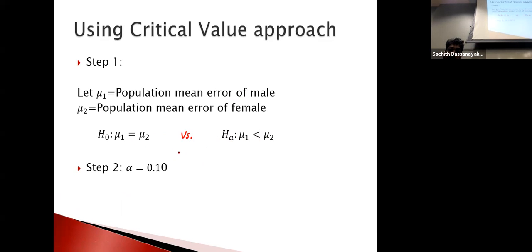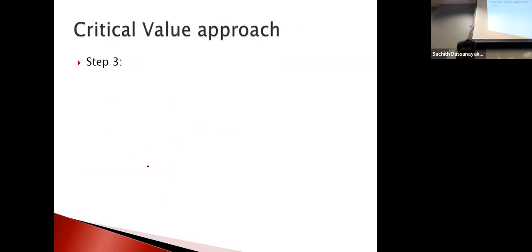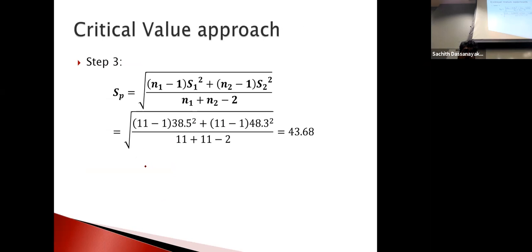The next step is finding alpha. Alpha is 0.1 because it is 10%. Next step is calculating the pooled standard deviation, SP. Why do we need this?